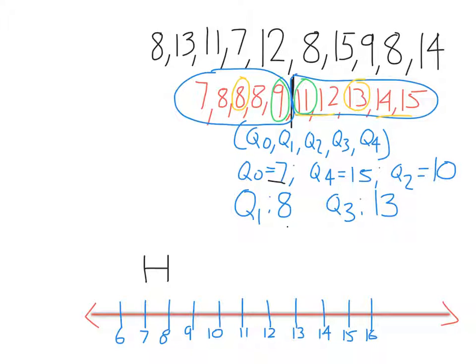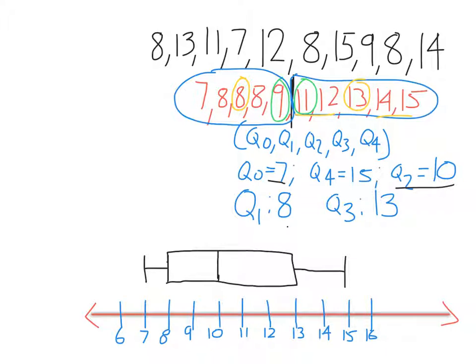So the box goes from Q1 all the way to Q3. So Q3 is 13. So I draw the box like this. This represents the middle 50% of scores. So I draw a line in the middle of the box for the median, which is Q2. And then I draw a whisker from Q3 all the way up to the maximum. So from 13 to 15. There we are. I've drawn my box plot.